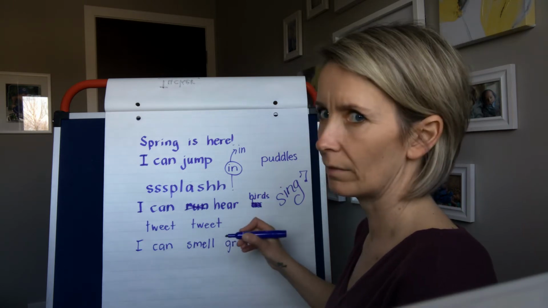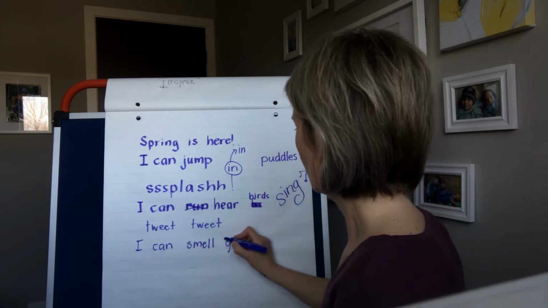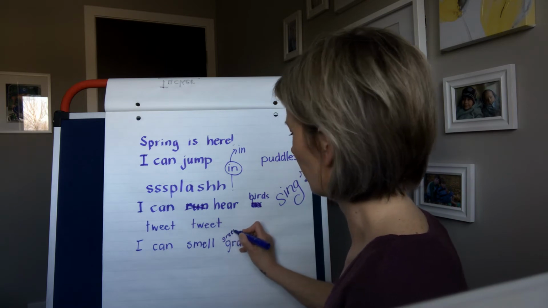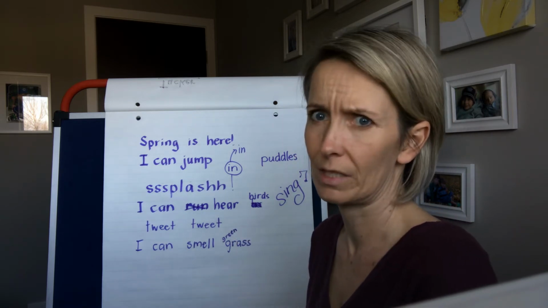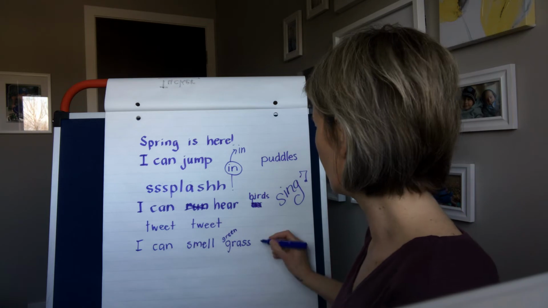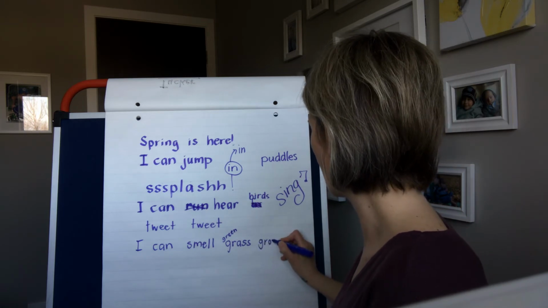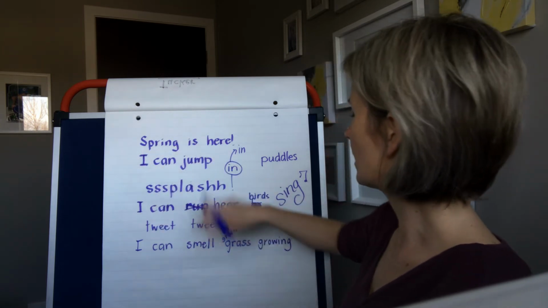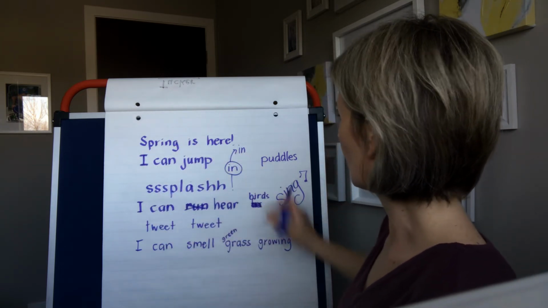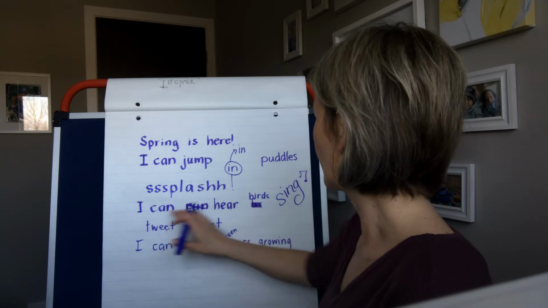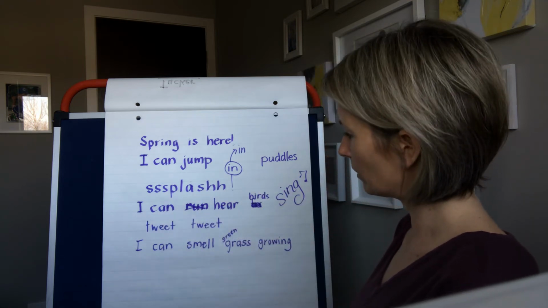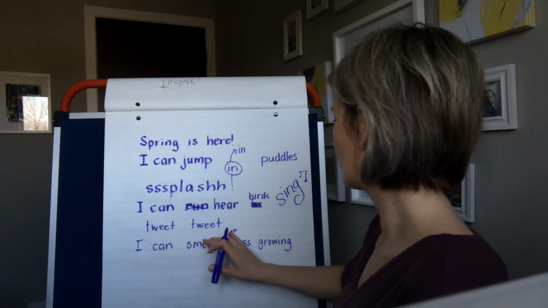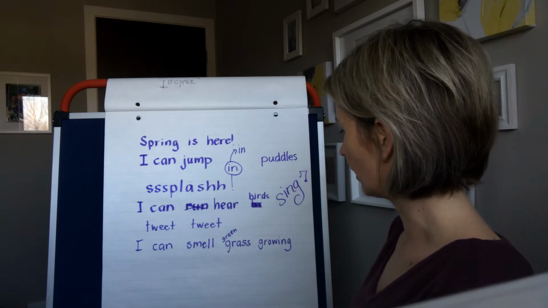You know how I like how they repeat sounds? I can smell green, because you can't really smell the brown grass. Well, you can, but it doesn't really smell very good. I can smell green grass growing. Spring is here. I can jump in puddles, splash. I can hear birds sing, tweet, tweet. I can smell green grass growing.